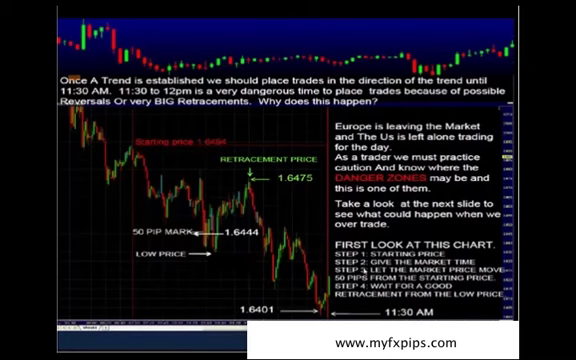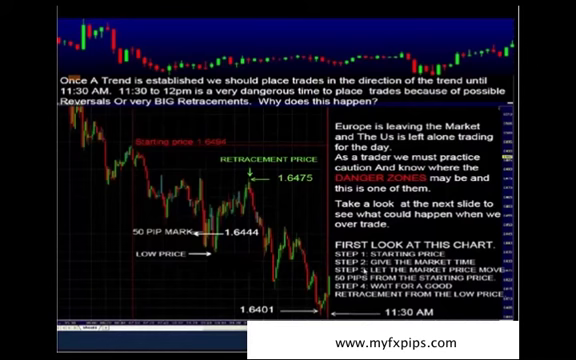So keep that in mind when you're trading in the foreign exchange. 11:30 to 12 can be a tricky time to trade because of the possible volatility on the reversal levels or retracement levels because of Europe leaving the market.